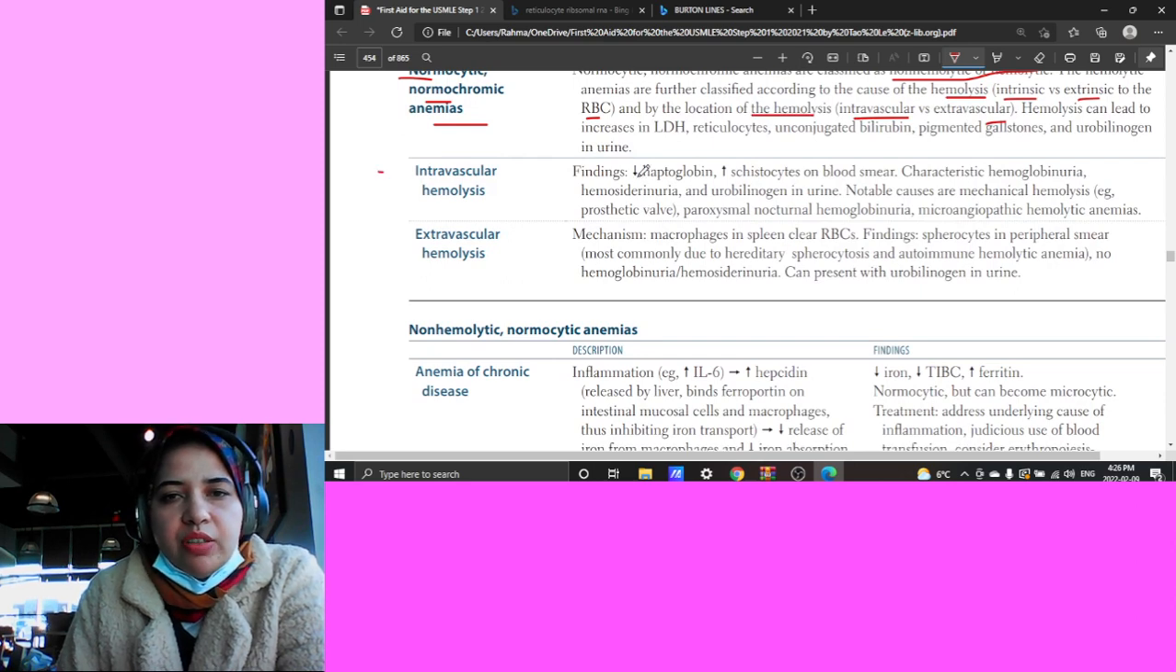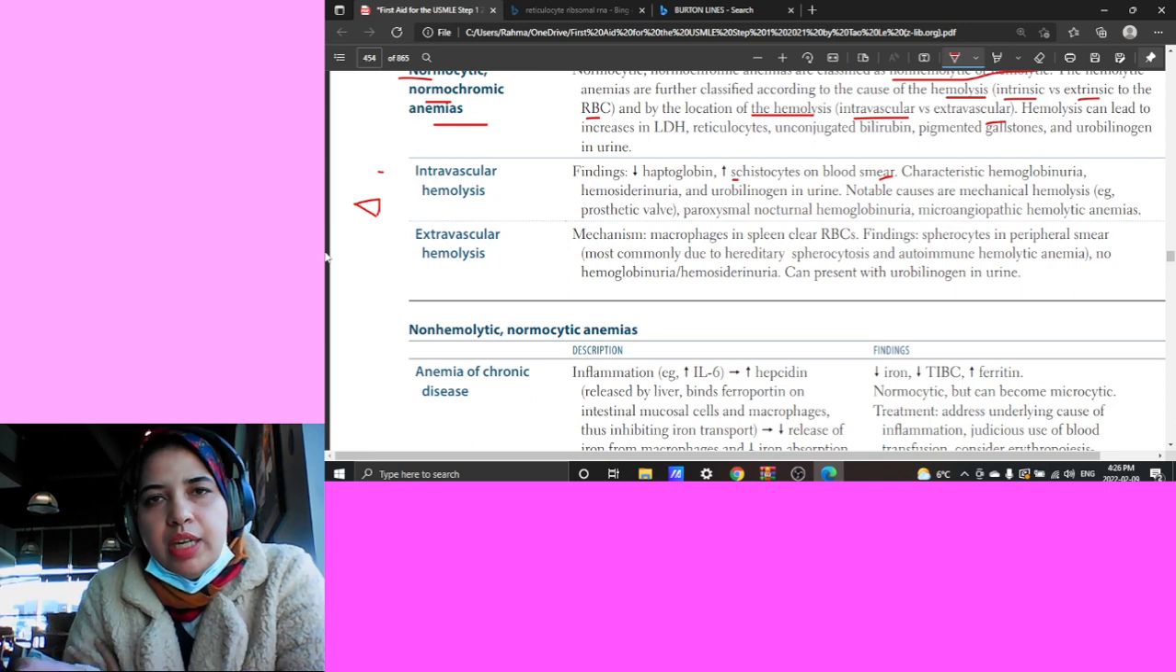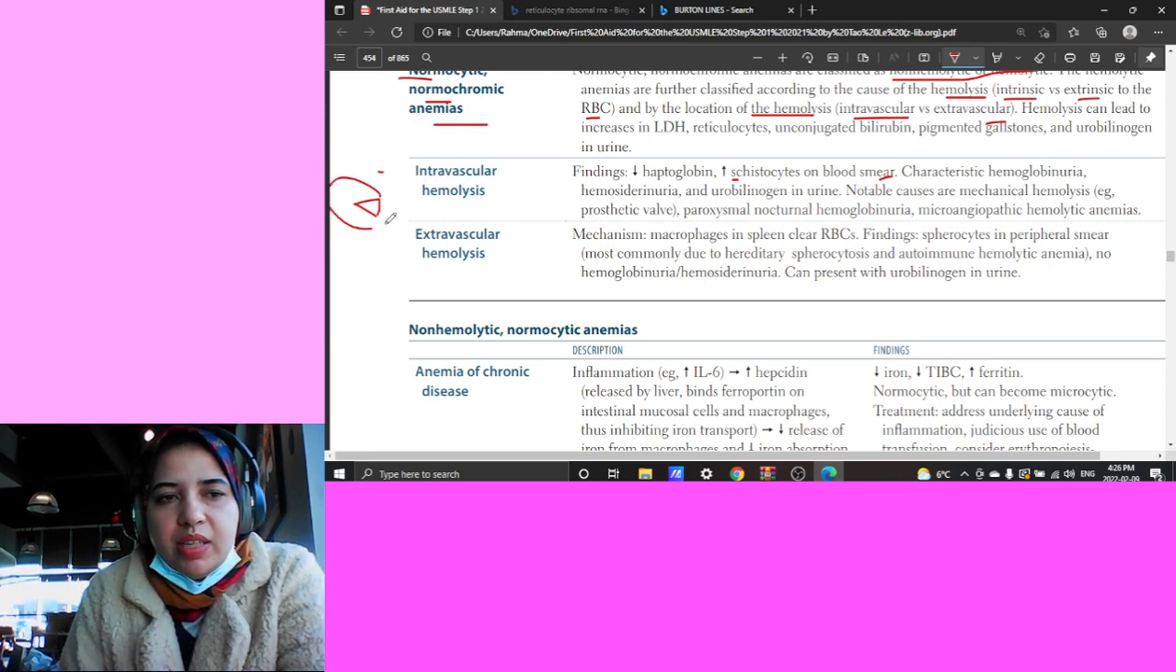So intravascular, you're going to have decreased haptoglobin and increased schistocytes in the blood. Remember, those are the helmet cells that you're going to find where the RBCs are passing through a valve or passing through a blood clot and getting injured, and now you have these helmet cells, the schistocytes.